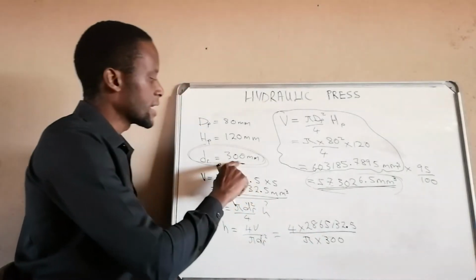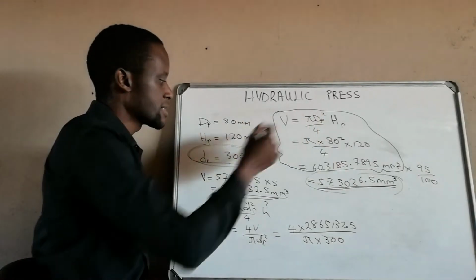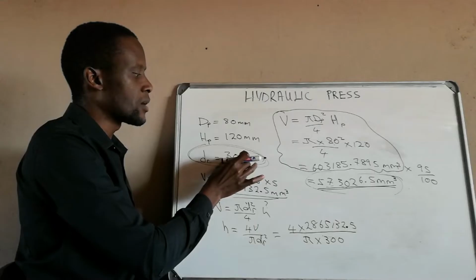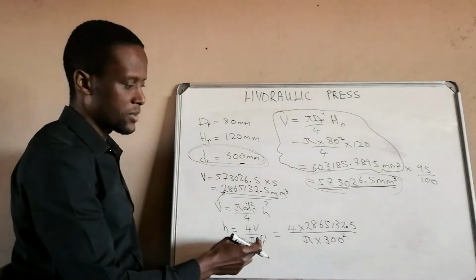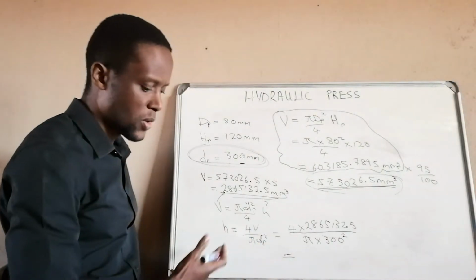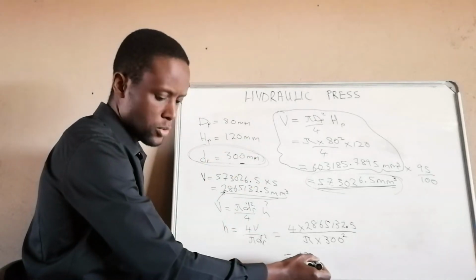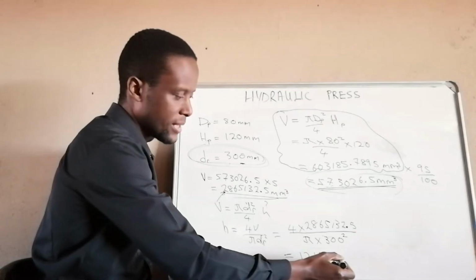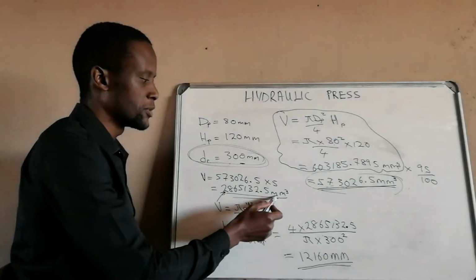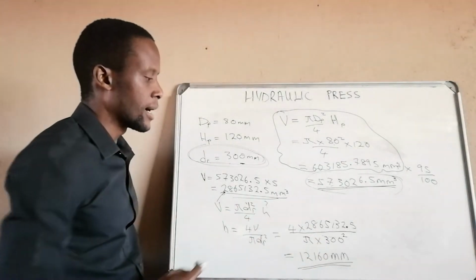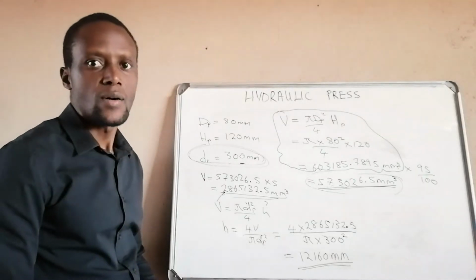Now we'll take the diameter of the ram, not the diameter of the plunger. We are done with the plunger. We just used the plunger on that side, but in this case we are now considering the ram side, and also do not forget to square the diameter because it's squared in there. And our height, the height to which our ram will go up, will be 12,160 millimeters. Our answer is in millimeters because we've used cubic millimeters for the volume and millimeters for the diameter of the ram, and that gives us our answer.